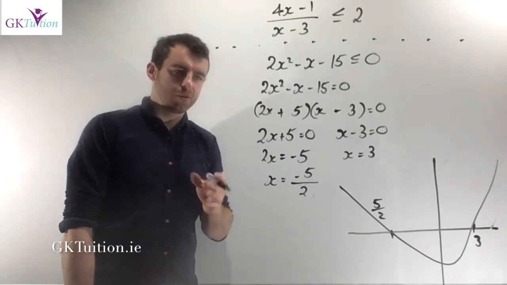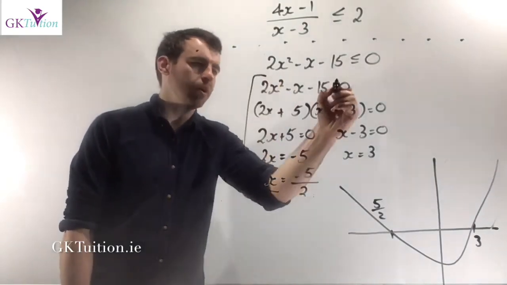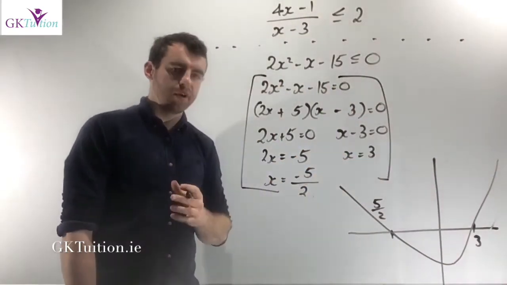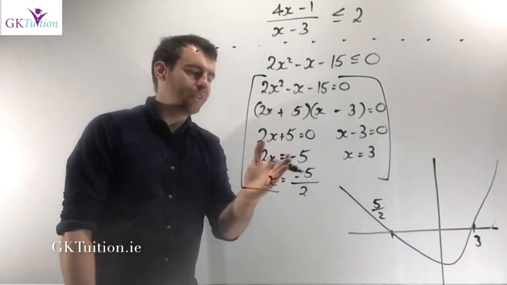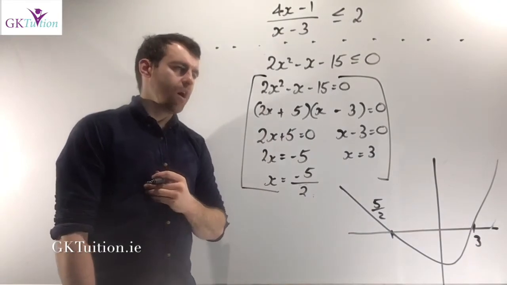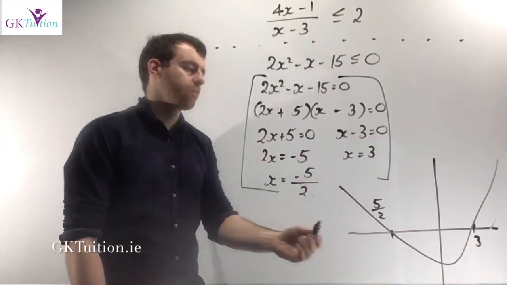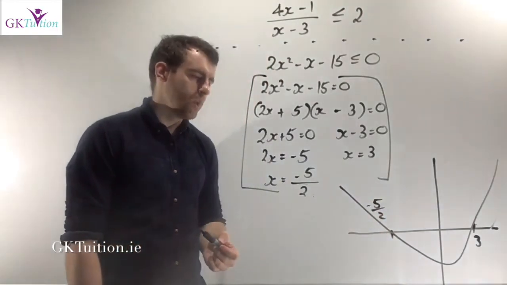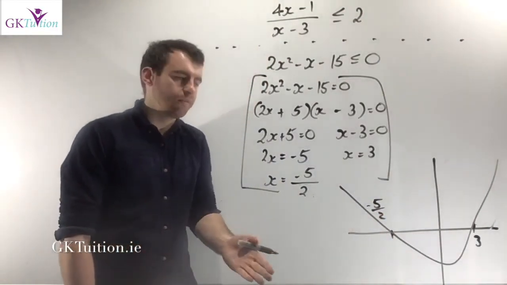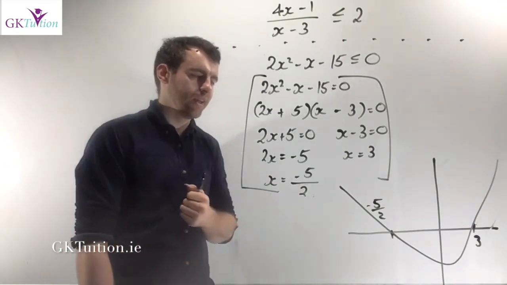So if the quadratic was equal to 0, then the roots would be 3 and minus 5 over 2. That is not my answer, but that's going to allow me to sketch the quadratic. I know it's a plus x squared and it crosses the x-axis at 3 and at minus 5 over 2. So again, it just needs to be a rough sketch, so it might look something like this.